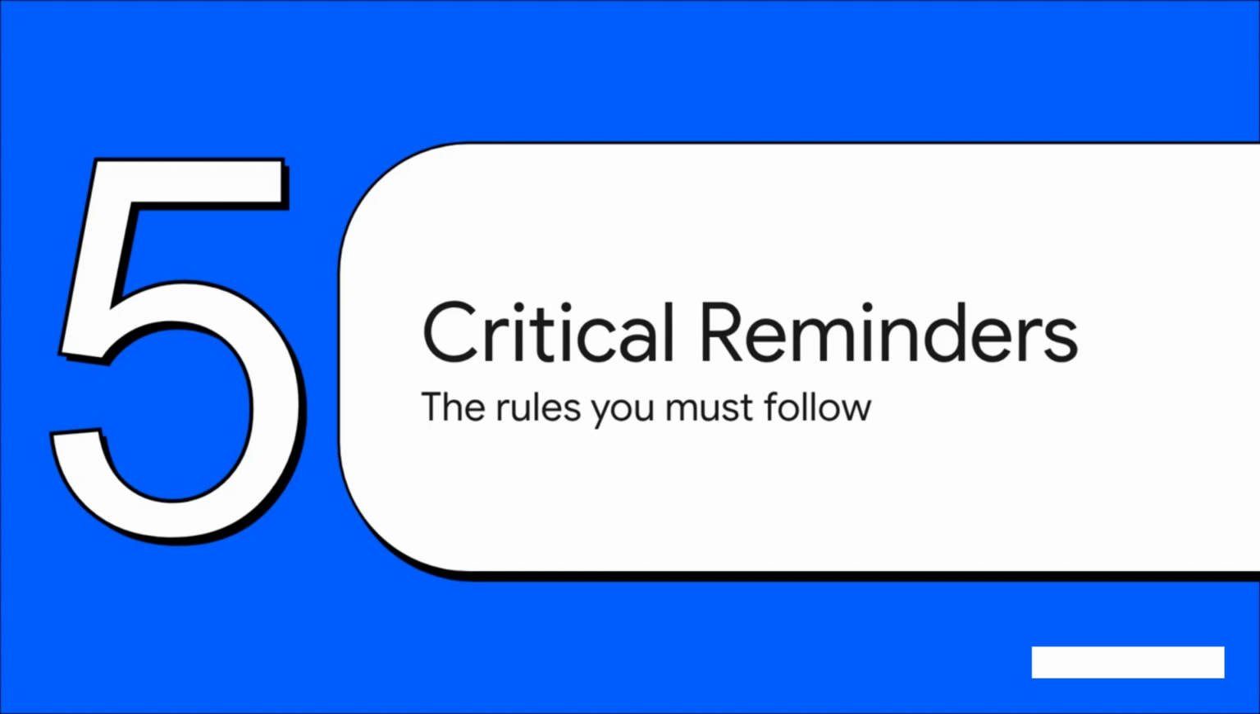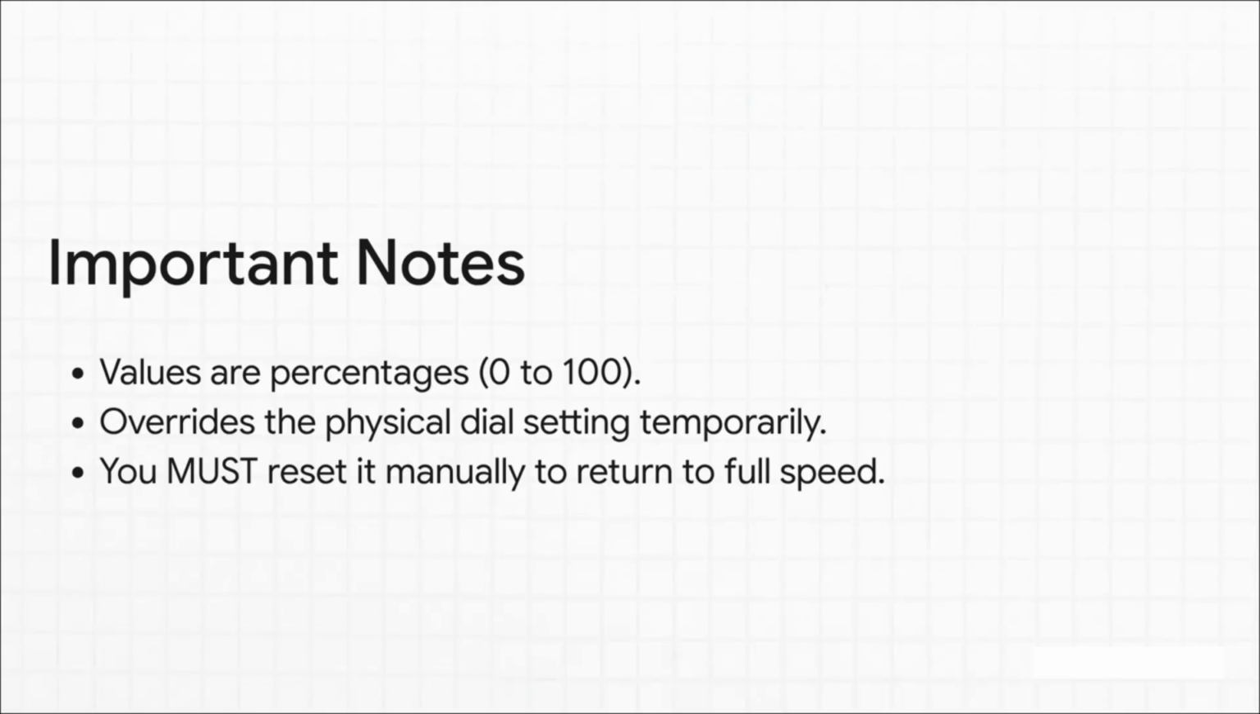Okay, listen up, because this next part is critical. VOVR is awesome, but you gotta play by the rules to use it safely and effectively. This is the stuff you absolutely need to remember. Okay, so first, the value is just a percentage, 0 to 100. Easy enough. Second, when you use this, it totally ignores the physical dial. Your program is in charge. And this is the most important part. It does not reset itself. You have to tell it when you're done. You must manually reset it in your code.